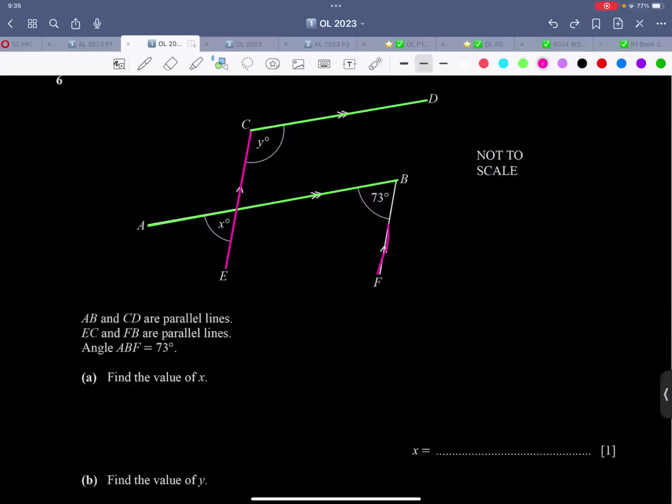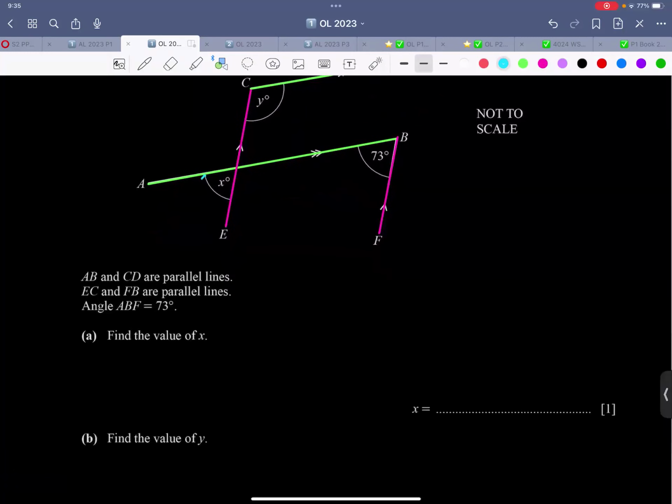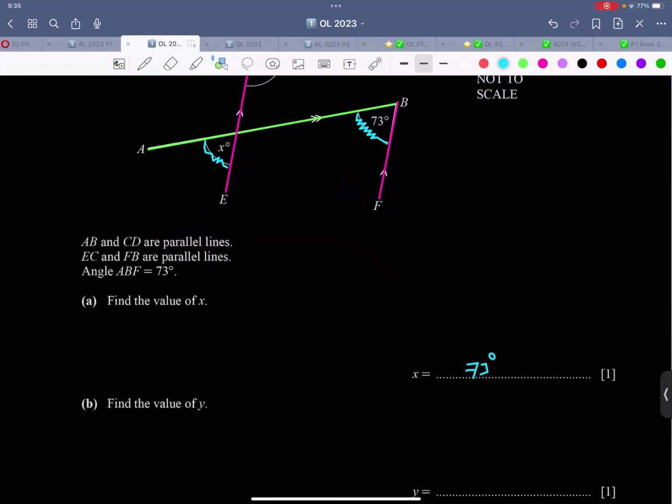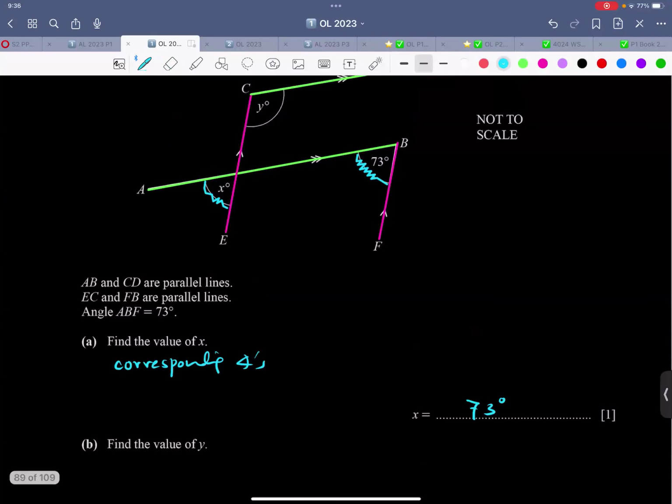So now the question says, let me just draw it parallel, otherwise I won't feel comfortable doing the working. So now the question says, find the value of X, find the value of Y. When we talk about X, this X is the same thing as 73. This is corresponding angle. They are not asking for any reason. I am just writing it for myself. That is corresponding angles. And let me write it properly because the straight line was open. That is 73 degrees.